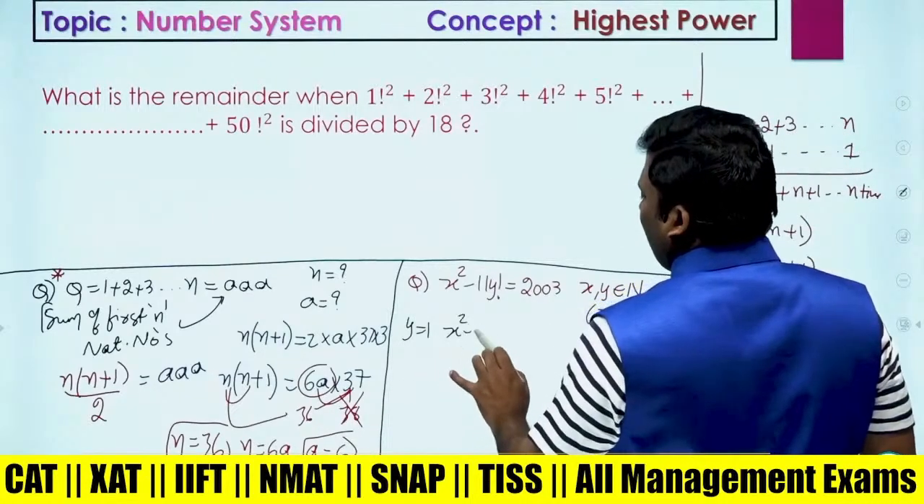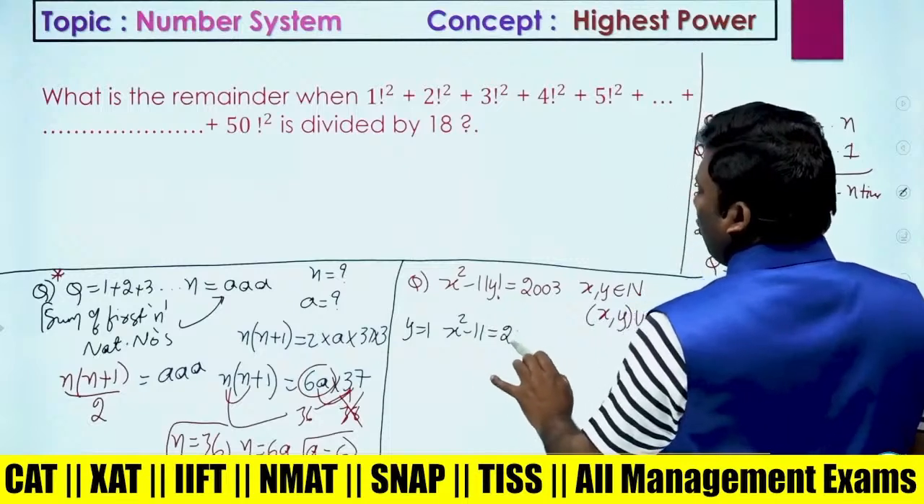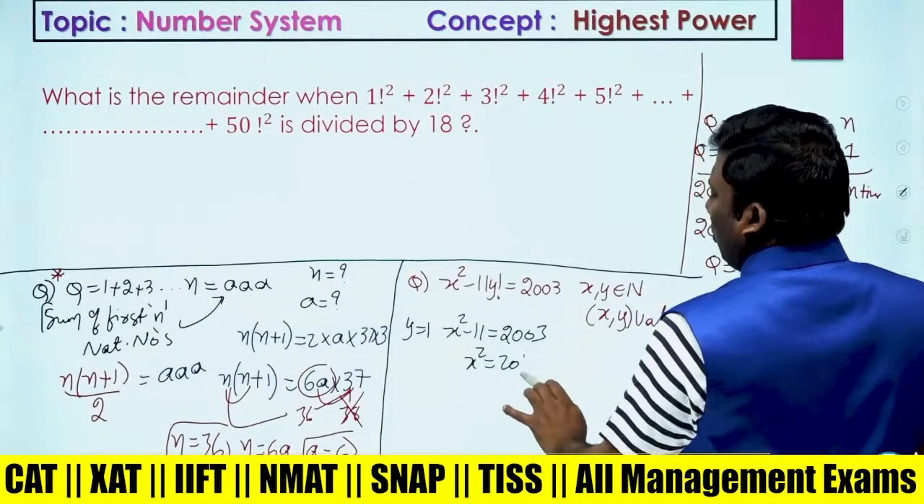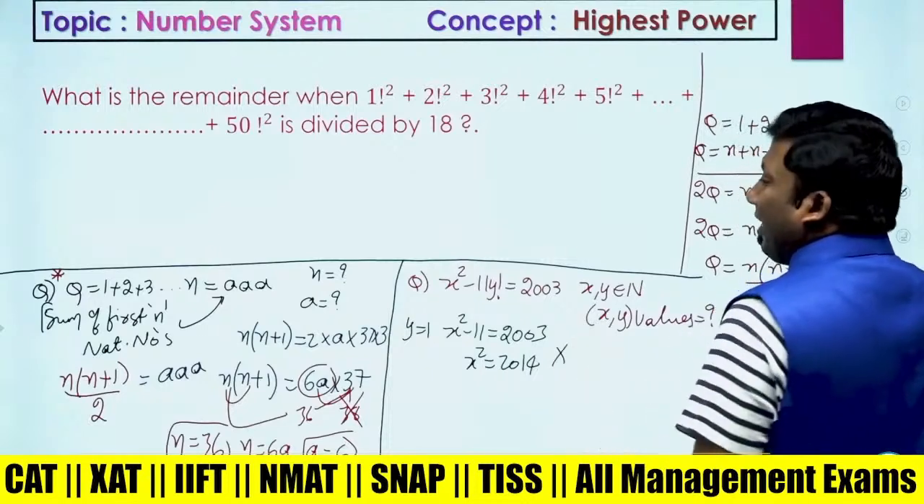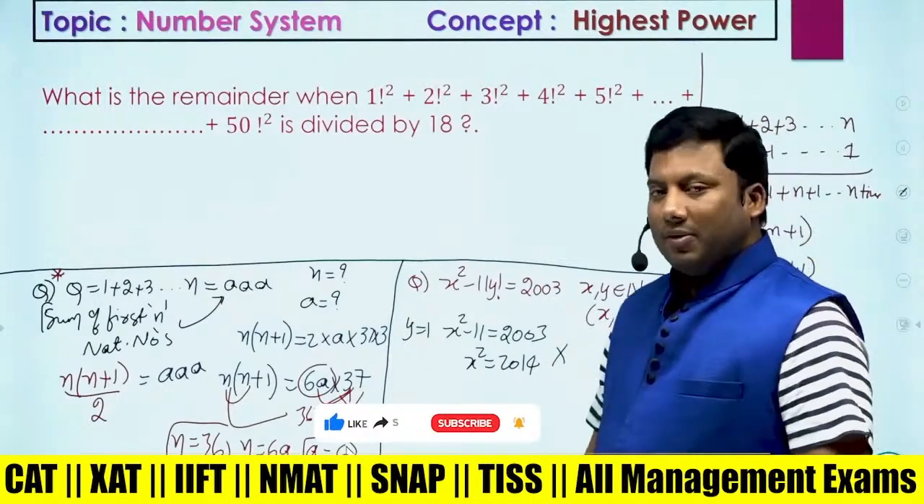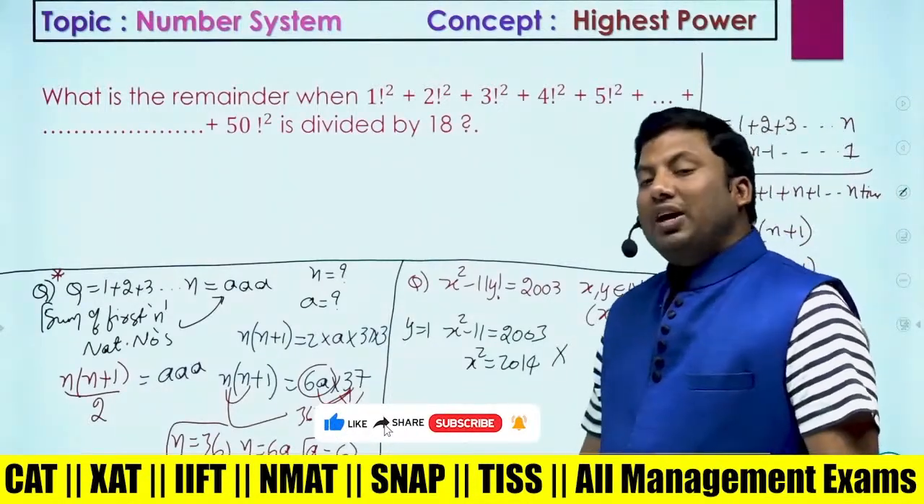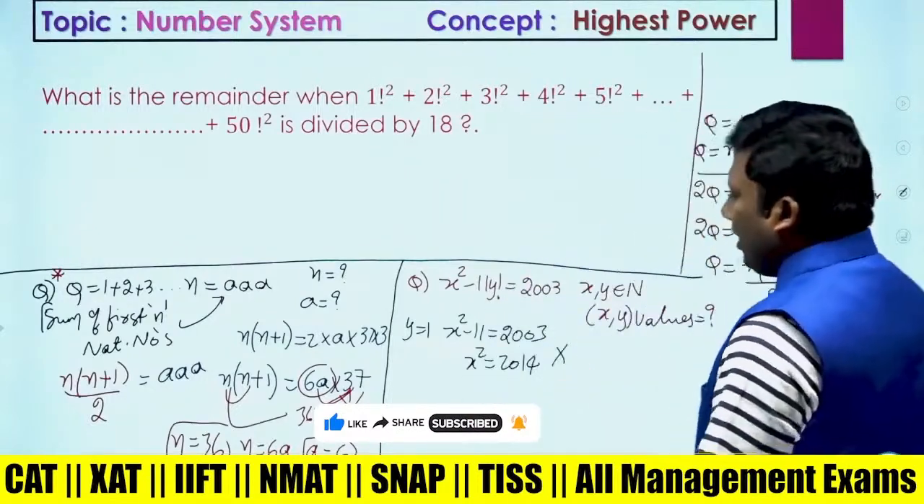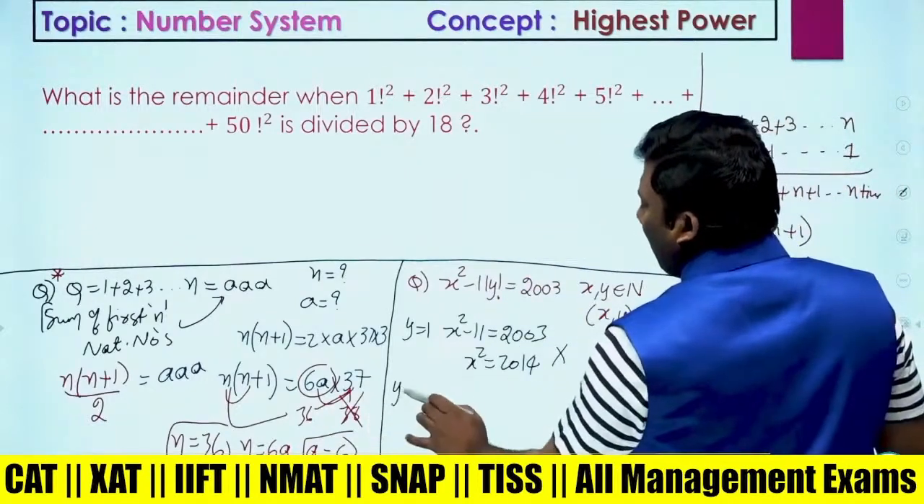X square minus 11 equals 2003, so X square equals 2014. A perfect square will never be of the form 4k plus 2. 14 when divided by 4: 4 threes are 12, remainder 2. It is not possible.